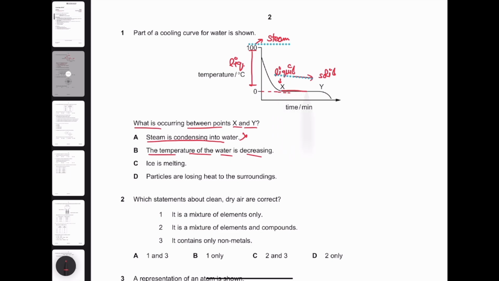See, from X to Y, the temperature is the same. It is 0 degrees Celsius only. So no. Ice is melting? No. Ice is forming. This is wrong. So the answer should be D.